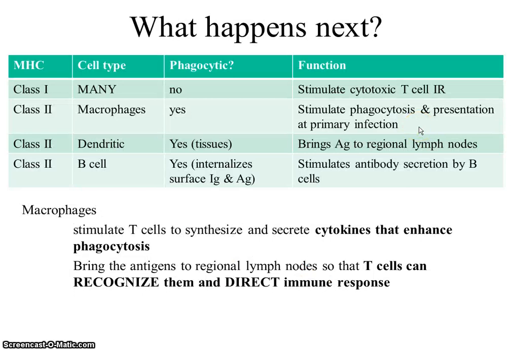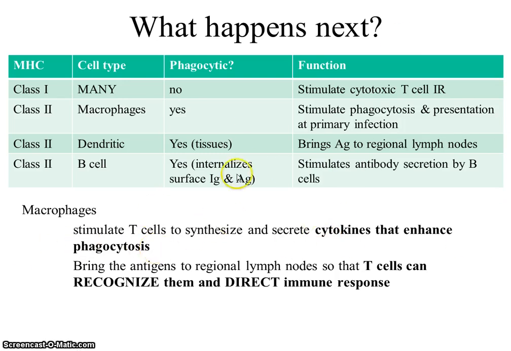All right, so it says here, what happens next? Again, this reiterates that MHC class 1 is on many cells. It's not necessarily a phagocytic cell. It stimulates the T cells. Okay, class 2 is on a phagocytic cell and stimulates phagocytosis and presentation. So we've got a couple different things going on because of this processing. All right, so macrophages, again, stimulate T cells. That's what's important here. And T cells then synthesize and secrete a lot of different cytokines that help phagocytosis occur.